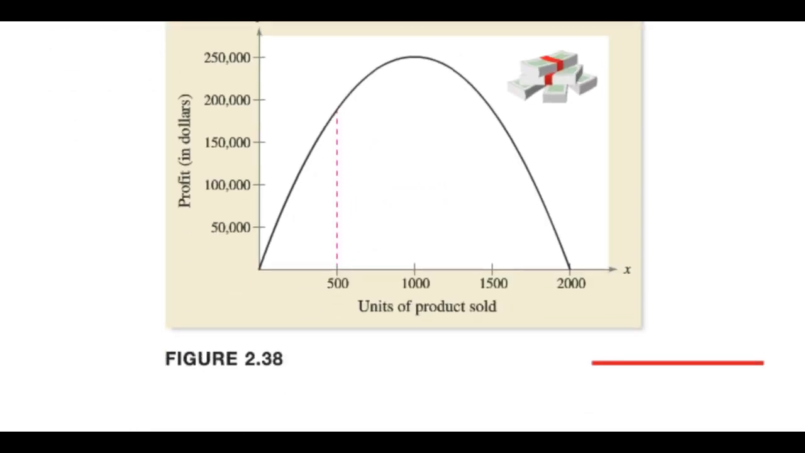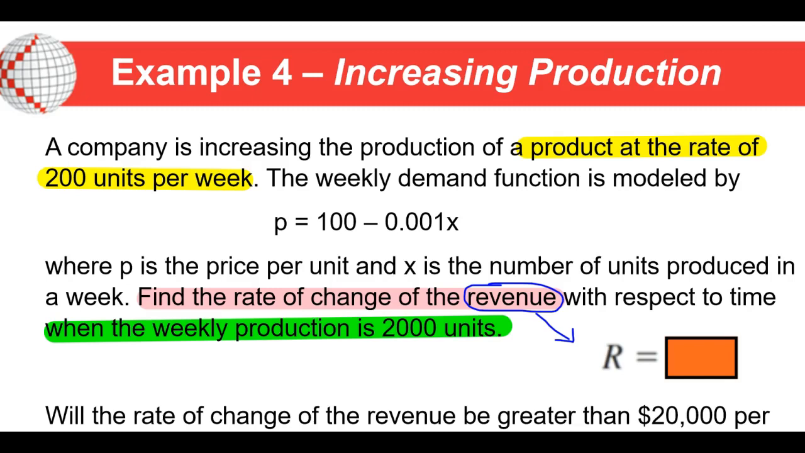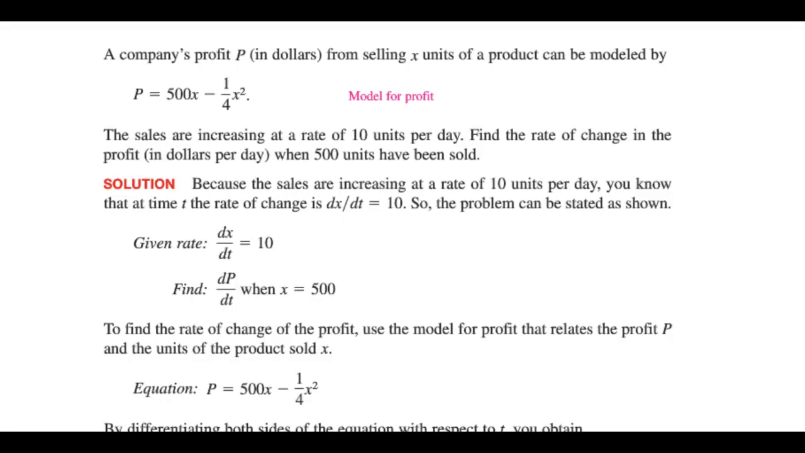Here's a nice little graph of what's going on here. Example 4 gives you a price. Now, that's always confusing. A small p in business is price, where a capital P is profit.